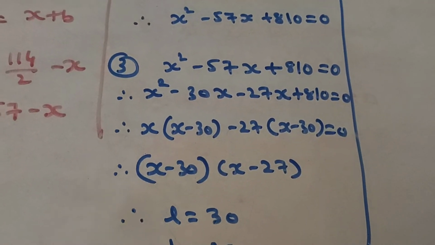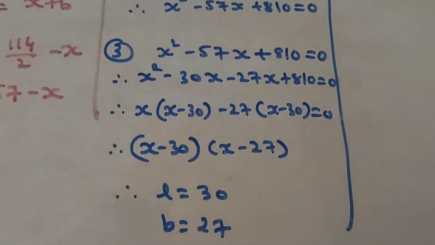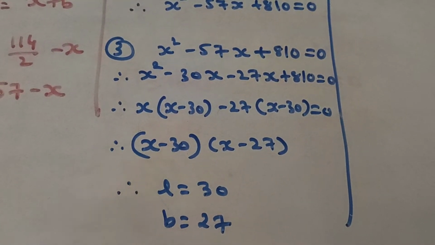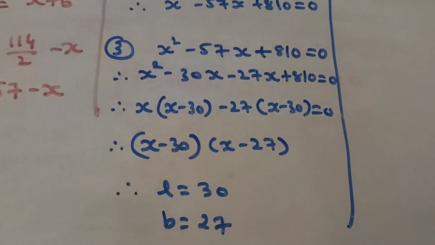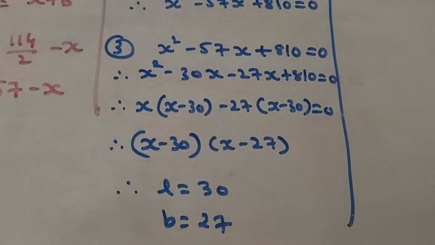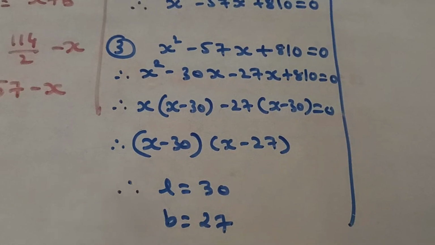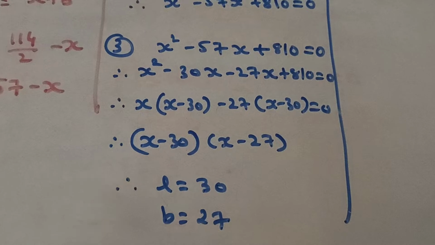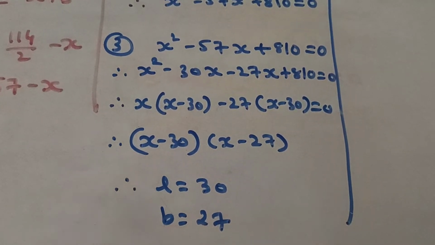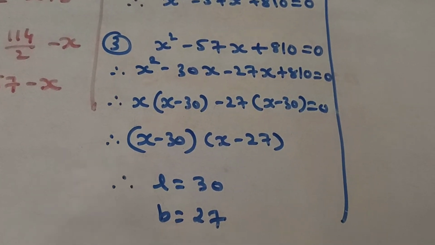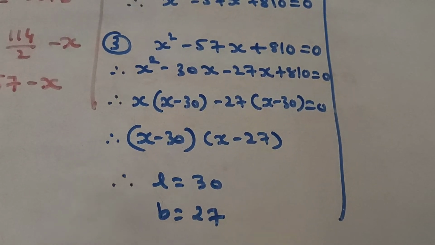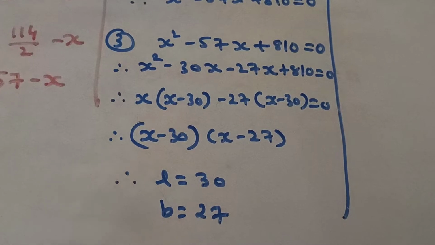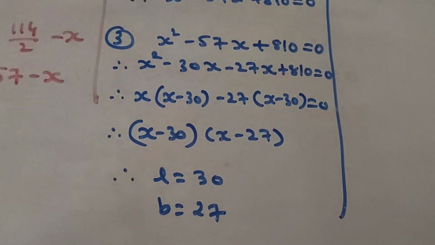It says find the value of length and breadth. So X square minus 57X plus 810 is equal to 0. X square minus 30X minus 27X plus 810 is equal to 0. I hope you understood how we got minus 30 and minus 27, because if you multiply 30 with 27 you get 810, and minus with minus becomes plus, so the sum is minus 57. So (x minus 30) and (x minus 27). So x equal to 30 and x equal to 27.